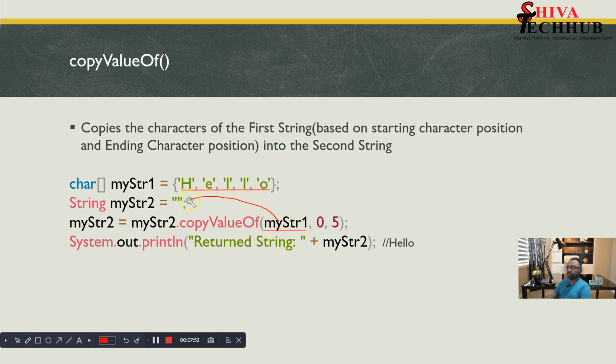So that is what I am writing over here. Initially the string 2 is an empty string, right? Then after copying the values of string 1 from 0 to 5 index, mystr2 will print as hello. So this is what will be printed in the output, since it has copied the values from mystr1 into mystr2. So that is how we need to understand copyValueOf.